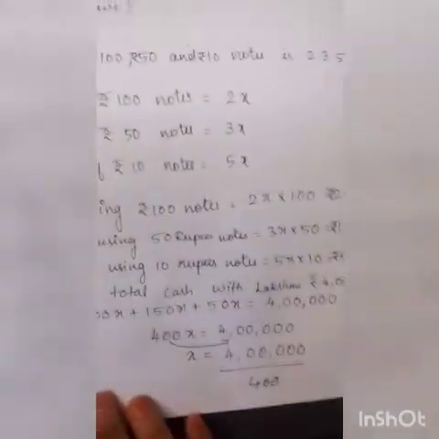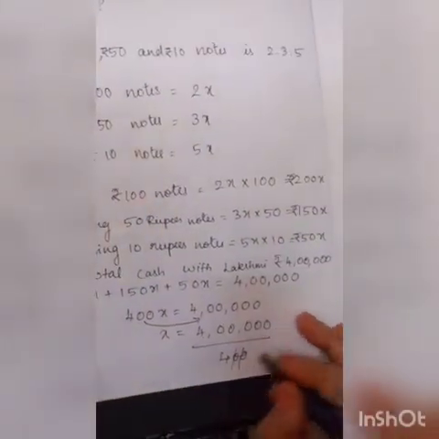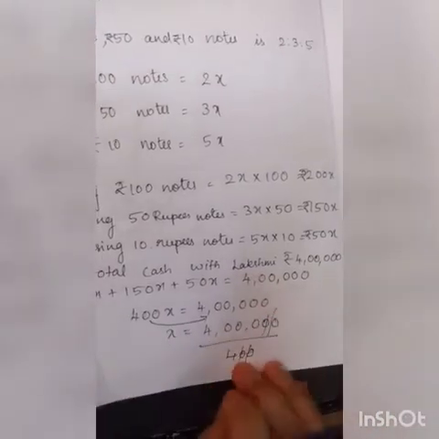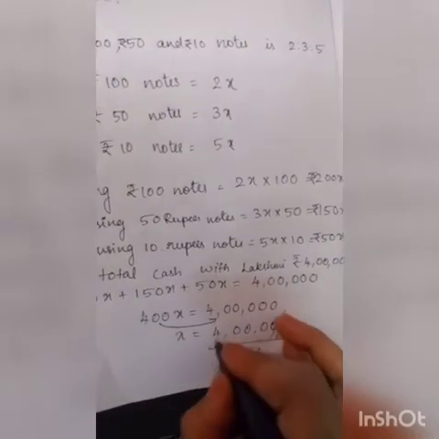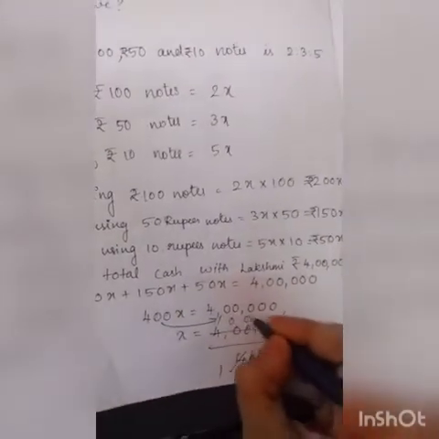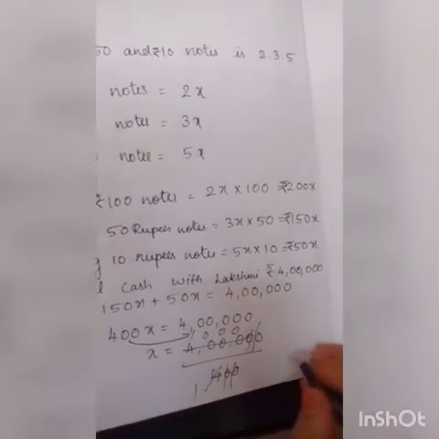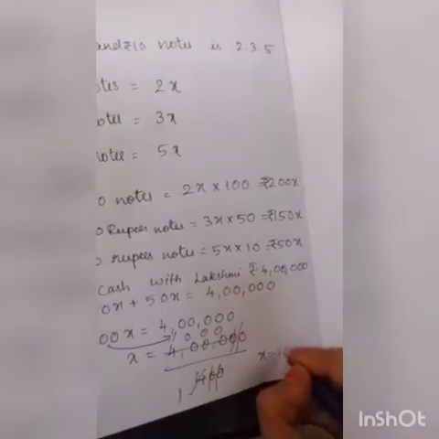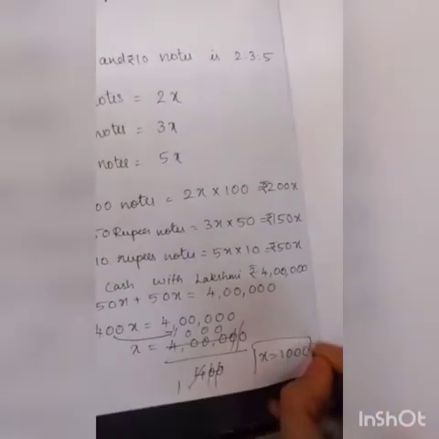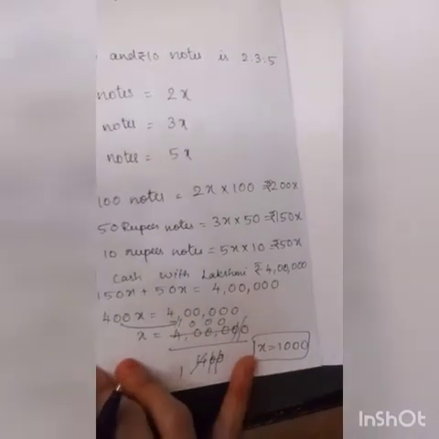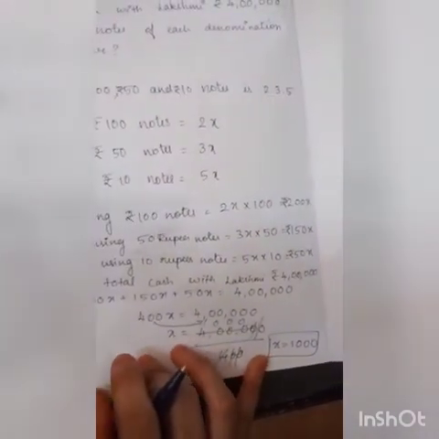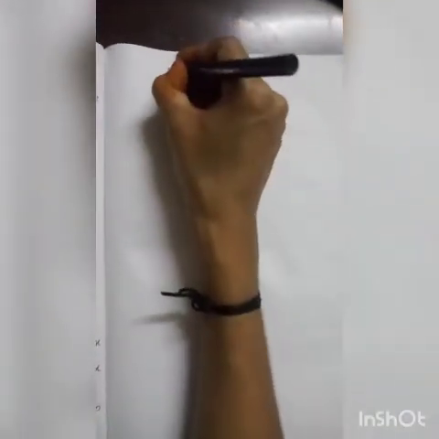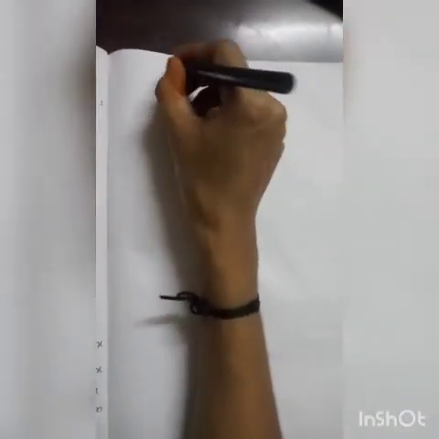Now shall I cancel these things? 2 zeros I have cancelled. 4 1 times 1000. So what is my x value? X value is 1000. X is unknown. X value is what? 1000. Understood? Now what is the x value we have got? X is equal to 1000. We have got x value as 1000.